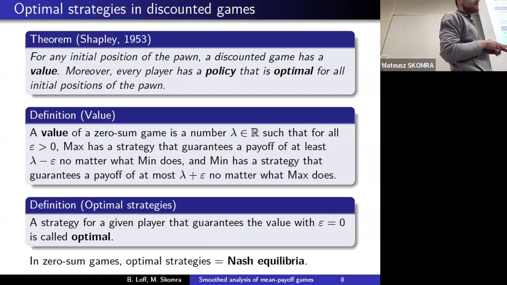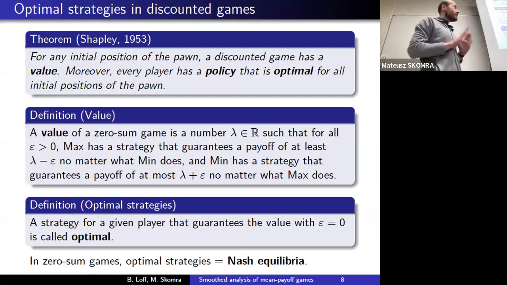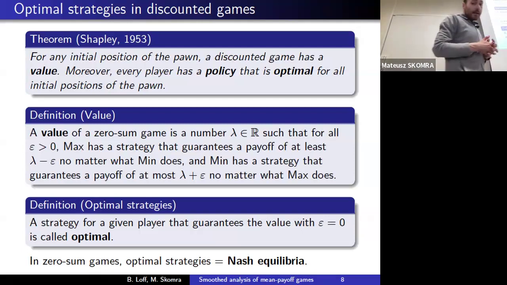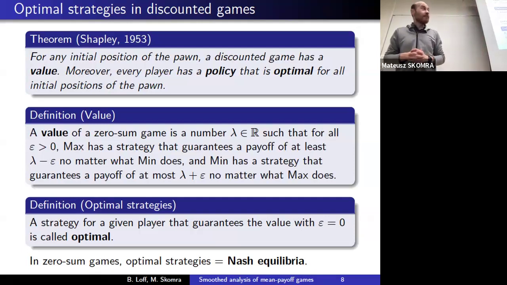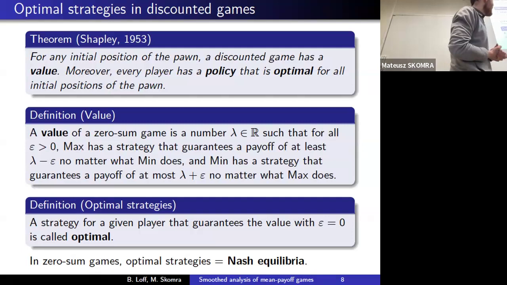So he considered the discounted games. He was only about the discounted games, and he said the following thing. In a discounted game, for every initial position of the pawn, the game has a value. And moreover, every player has a policy that is optimal for all positions of the pawn. So that's the theorem. And now I probably should explain these things in bold, right? Because it's not clear what it means to have a value, what a policy is, and what it means to be optimal. Okay, so let us explain this.